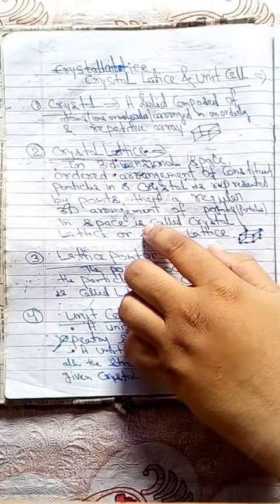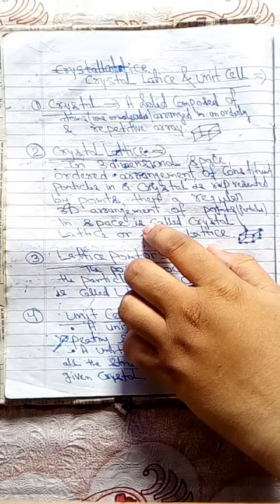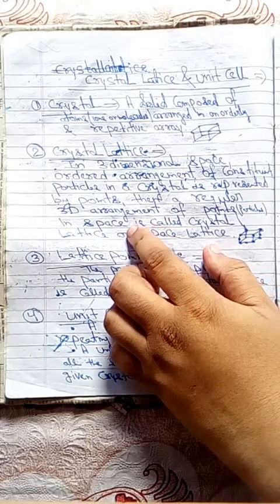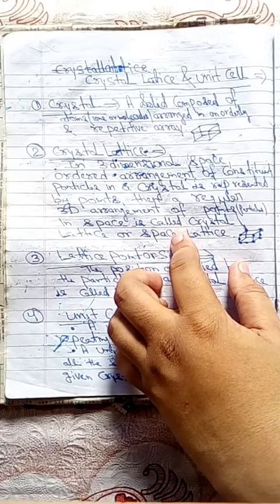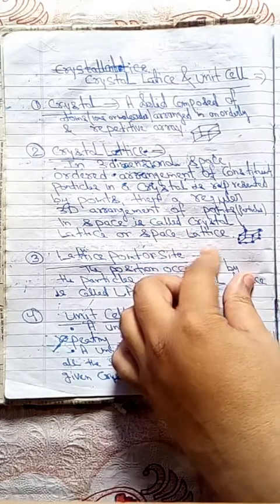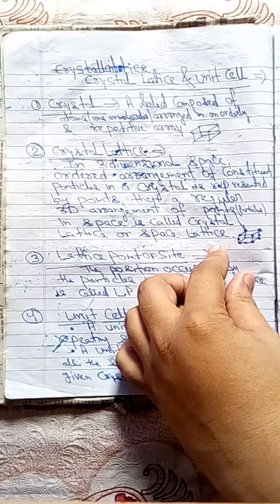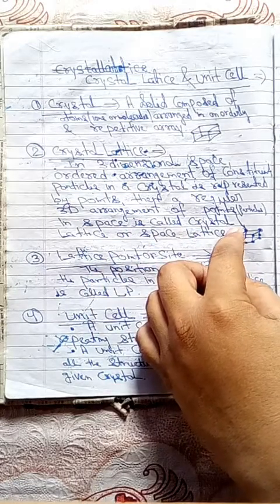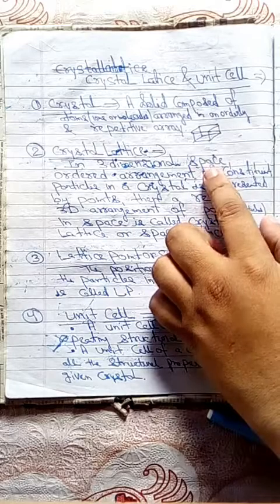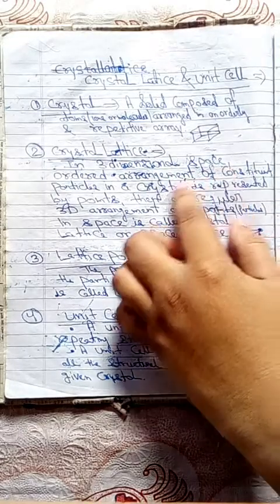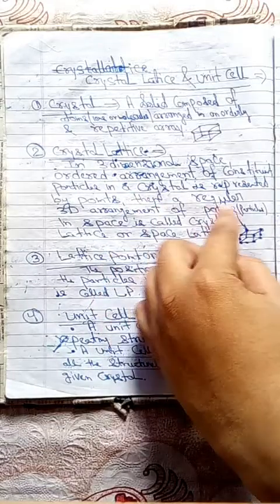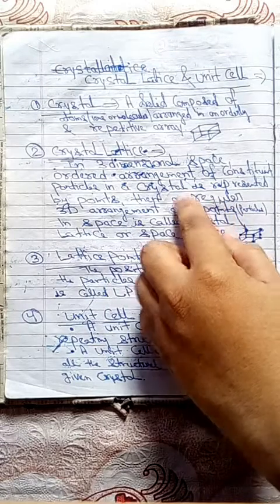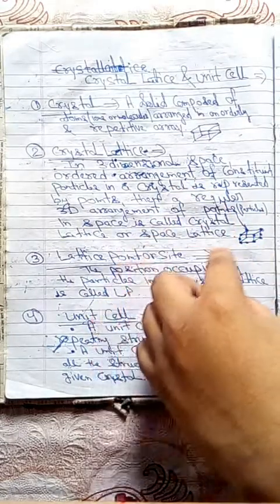In three-dimensional space, the ordered arrangement of constituent particles in a crystal is represented by points. A regular three-dimensional arrangement of points in space is called a crystal lattice or space lattice. So again, what is a crystal lattice? It is a space, a three-dimensional space where the ordered arrangement of constituent particles in a crystal is present. The space where the constituent particles are present is known as the crystal lattice or space lattice.